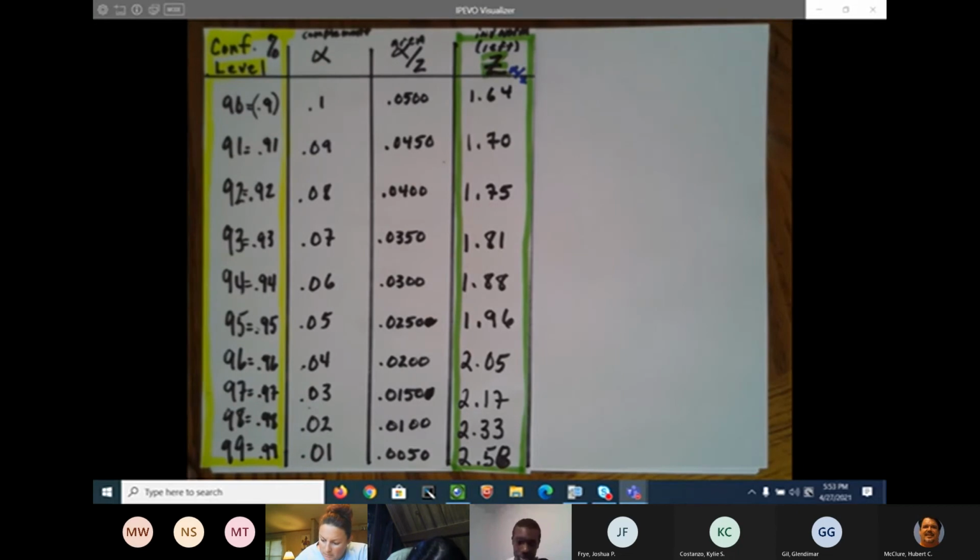All right, I'm done. Now, does anybody notice the left side? I got it in yellow. That means that's going to be given. If you have a question on a test or homework, that number is going to be given.